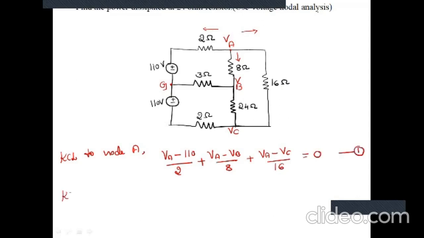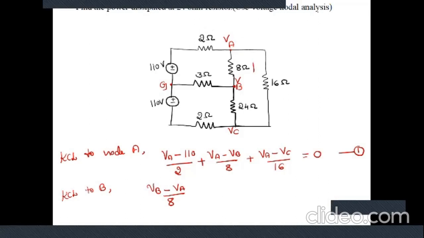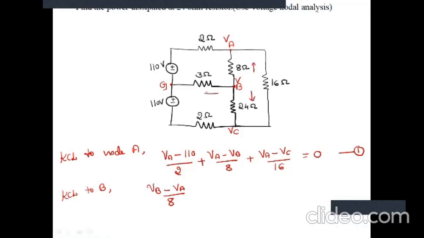Now let me apply KCL to node B. We will start with VB. Again, VB minus VA divided by 8. Do not get confused with this direction; I had written it only for node A. I will remove that now. Coming to VB, again I'm considering all the currents leaving the node. So VB minus VA divided by 8 plus VB minus G divided by 3.